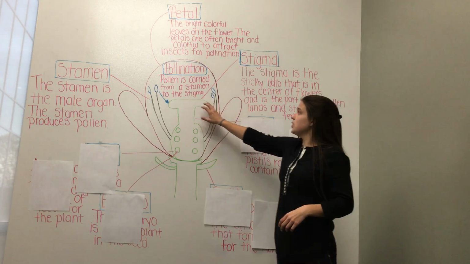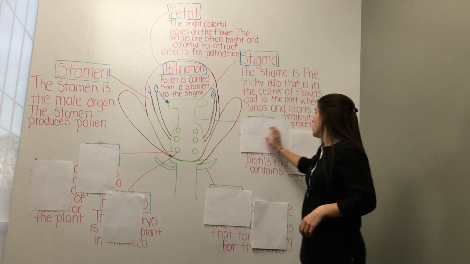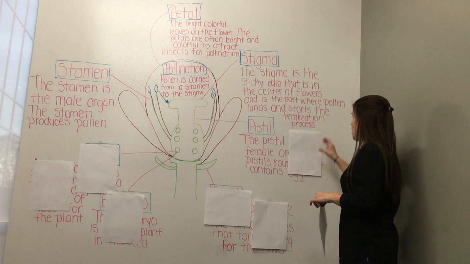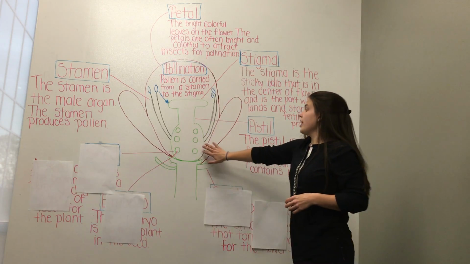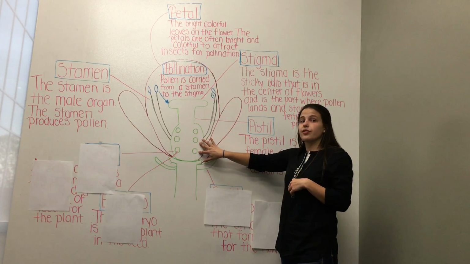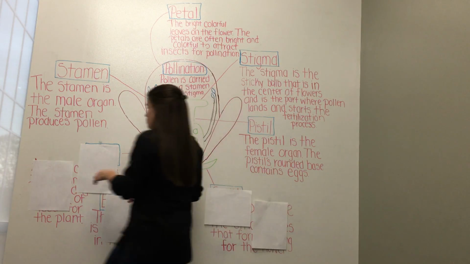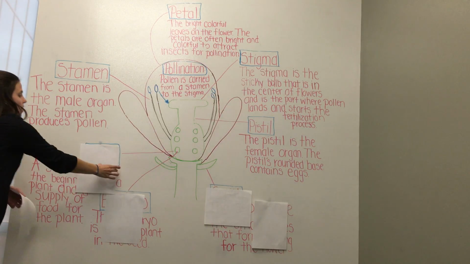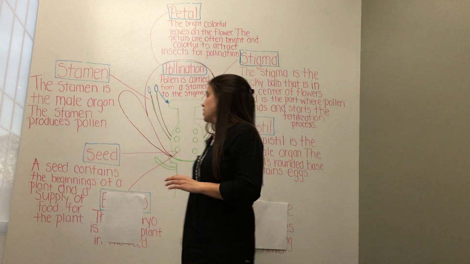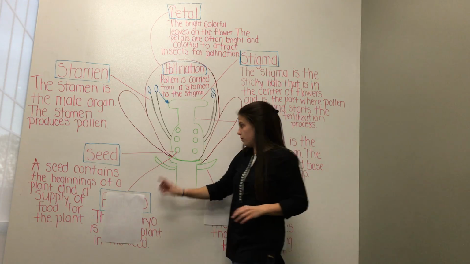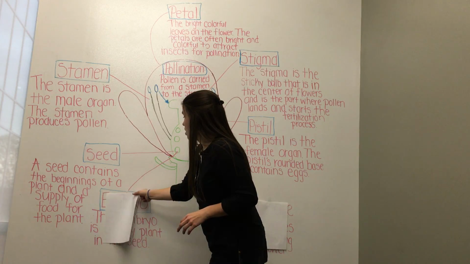When it gets stuck on the stigma, this starts the fertilization process. And this whole thing right here is called the pistil, which is the female part of the flower, which contains the eggs. And these are the eggs. But when the eggs are fertilized, they turn into seeds. And we all know that the seeds are the beginning of a flower. But in that seed is a little thing called an embryo, which is this little dot. So the embryo is inside of the seed.